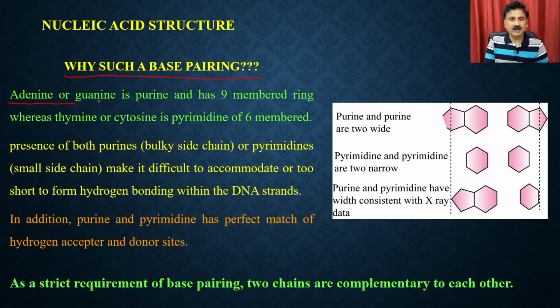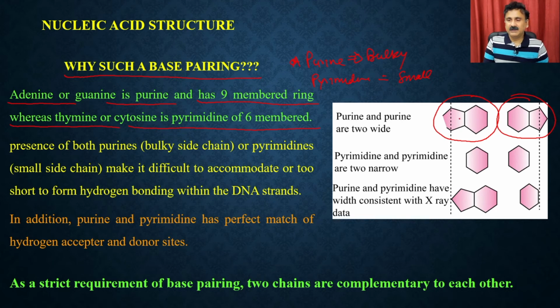You can see that the adenine or the guanine is a purine and it has a 9-membered ring, which means it is going to be bulky compared to the 6-membered ring. Whereas thymine or the cytosine is a pyrimidine with a 6-membered ring. So the purines are going to be a little bulky, big. You see this, it has 2 rings, whereas the pyrimidine is going to be smaller compared to the purines.